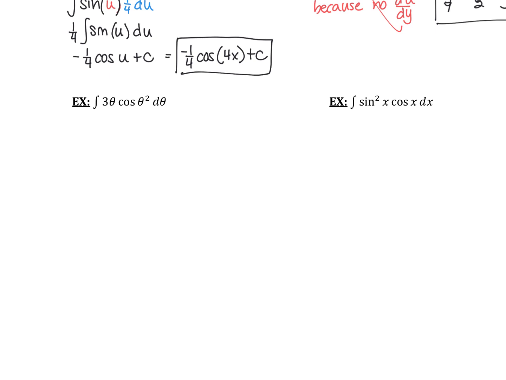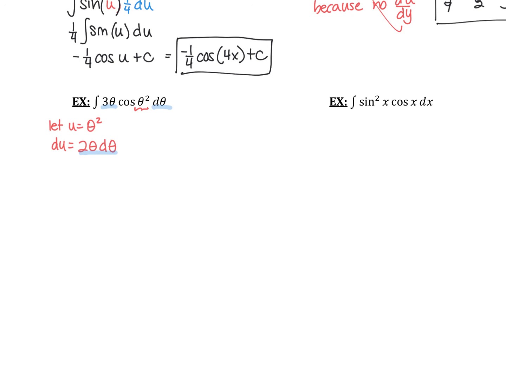All right, hopefully you had a chance to try these. If I were to use U-substitution on this one, I would let u be theta squared. And then I'm going to take the derivative of this. So we'd get du equals 2 theta d theta. The problem is I don't have a 2 theta d theta. I have a 3 theta d theta. So I need to rewrite mine in terms of 3 theta d theta.